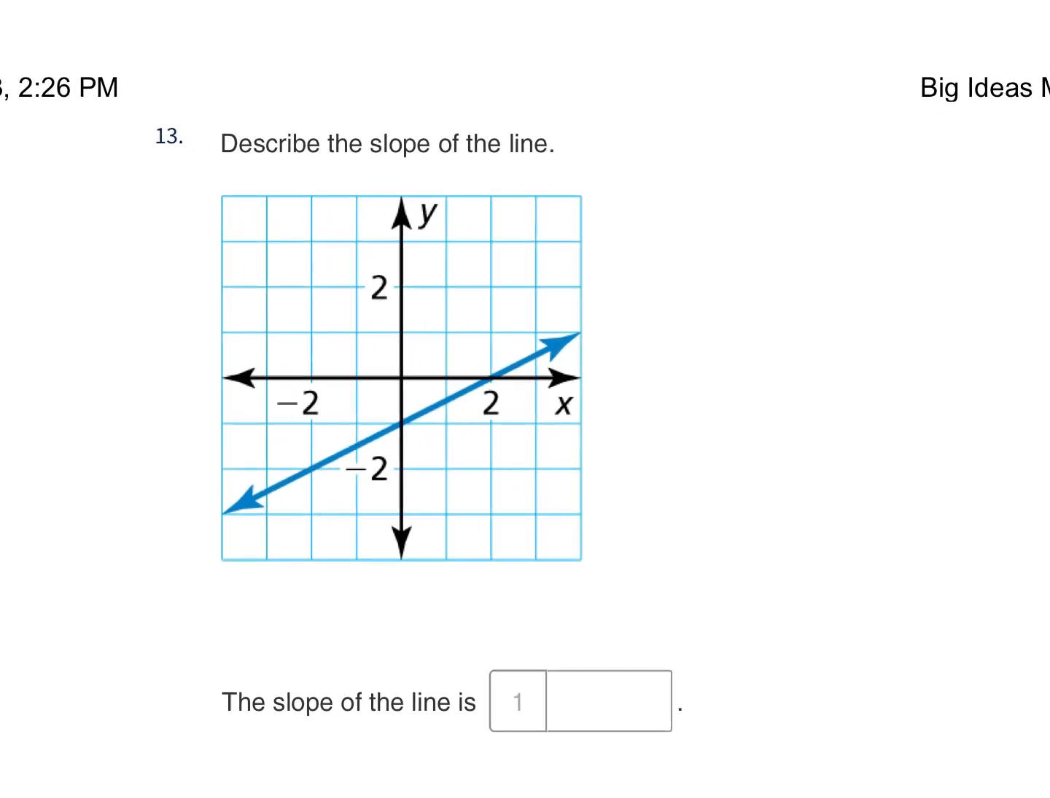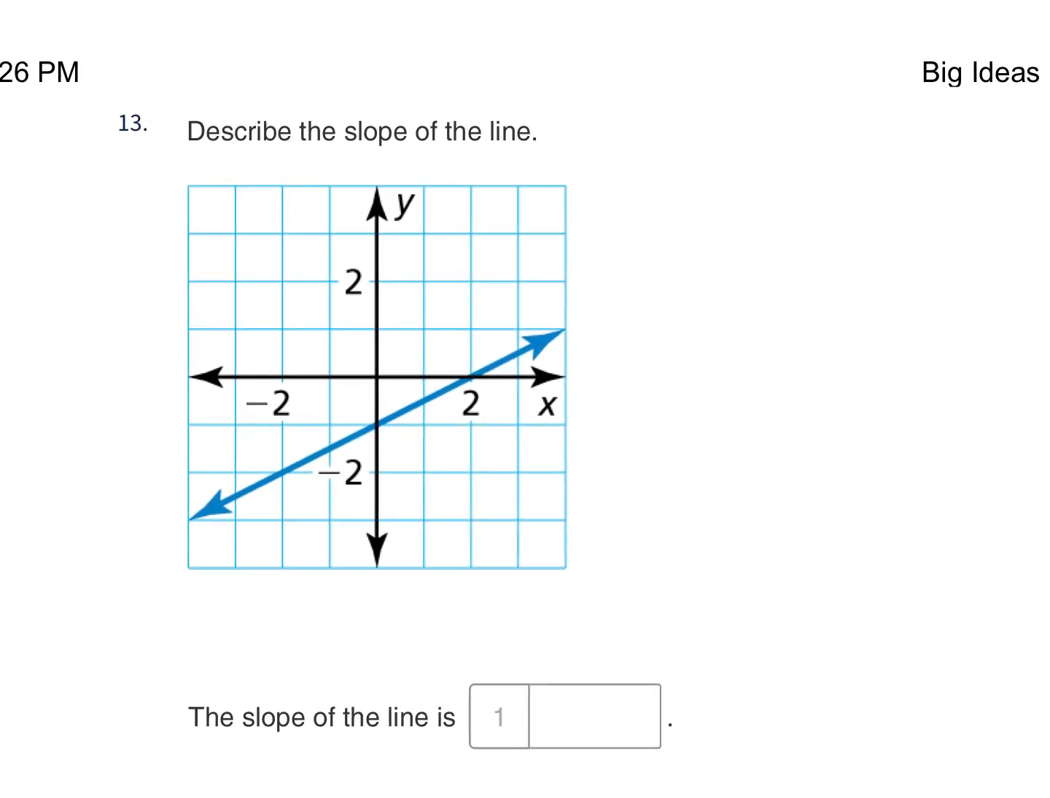It says describe the slope of the line. It's from left to right, it's moving uphill, so it's positive. And if you need me to find the slope, I can pick a point that's on the line, up 1 to the right 2. Slope is 1/2.